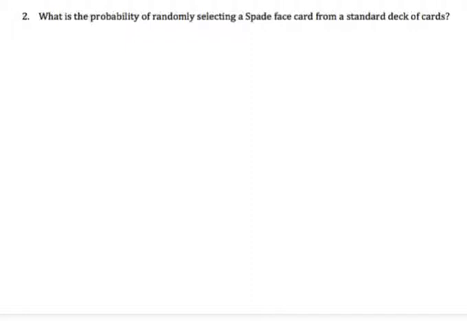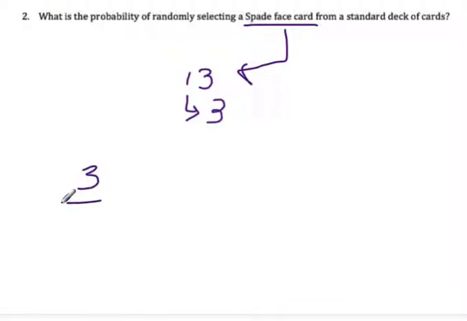What is the probability of randomly selecting a spade face card from a standard deck of cards? Well, first of all, there are 13 spades in a deck because that's one of the 4 suits. Then we know that each suit has 3 face cards. We have the King of Spades, the Queen of Spades, and Jack of Spades. So there's 3 face cards, and the standard deck of cards has 52 total cards. So I'm going to take 3 and divide it by 52. And when I do that, I get 0.06.